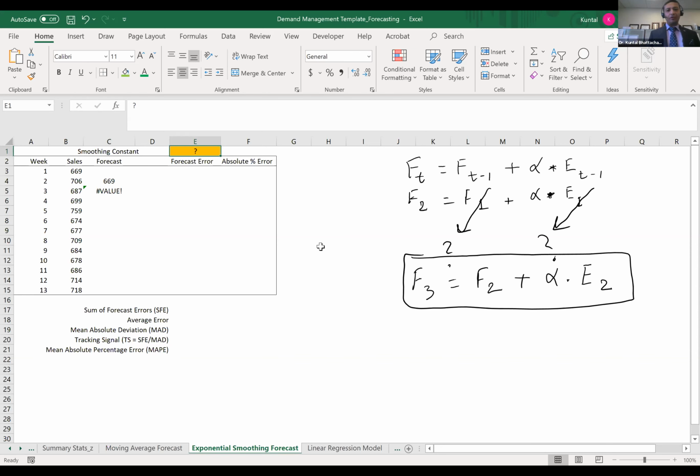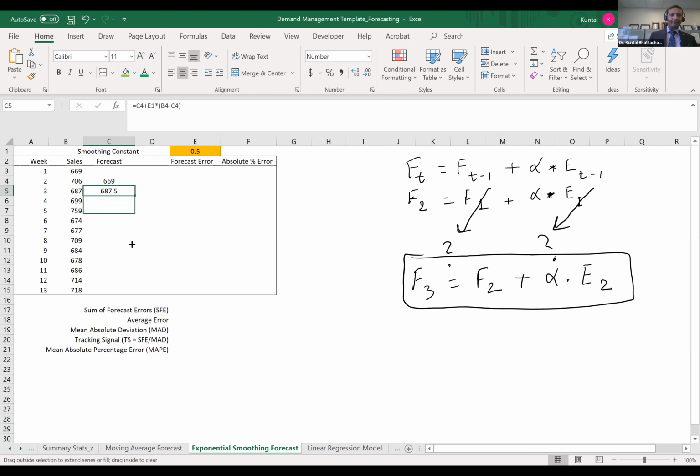So this is where I say that we start with a seed value. I don't know what that value for the smoothing constant is. Let's suppose that it is 0.5, just as an example. And suddenly you find a corresponding value here because it took the previous forecast of 669 and the previous error of 706 minus 669, and used a smoothing constant of 0.5 to smooth that and therefore create the forecast for the next period. So that's how this period's forecast has been created.